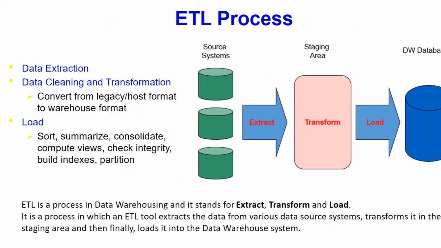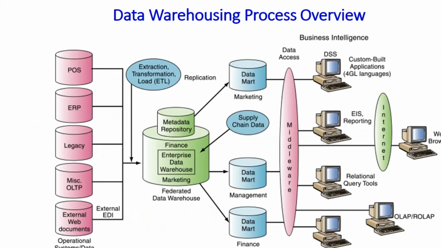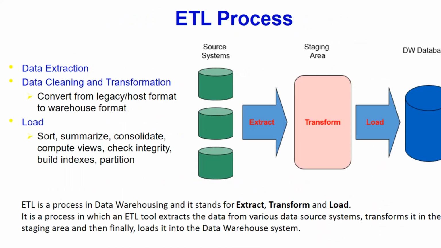Now, this was the very first process in the ETL process. If you see, I will just show you once again. See, point of sale, ERP, legacy, these are nothing but the heterogeneous sources. It could be internal sources or external, and then the ETL process is done: extract, transform, and load. So coming to this, data extraction, data cleaning and transformation, and loading the data into the data warehouse, which is the last step. Okay, so cleaning and transformation means what? Convert from legacy to the warehouse format. Loading means sort your data, summarize data, consolidate data, compute the views, check integrity of data, build your indexes. Are you getting it? Primary index, secondary index, partition your data.